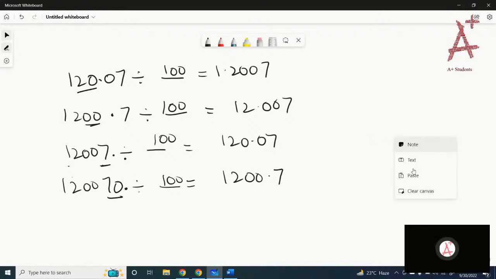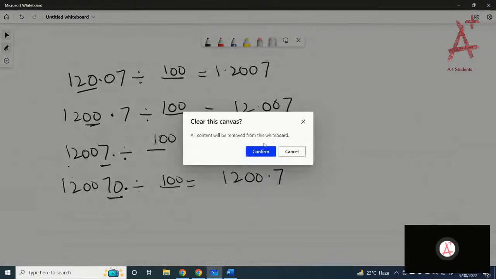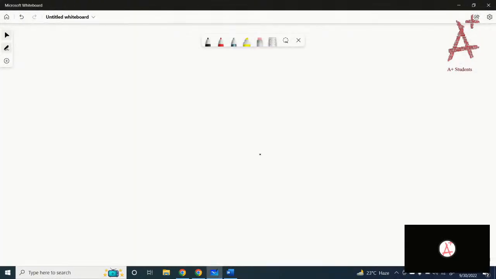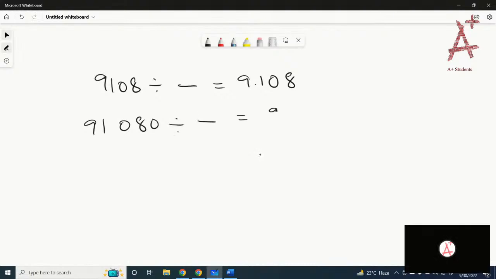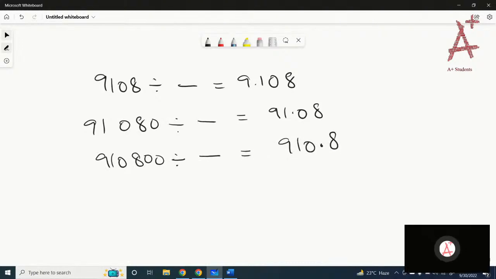Okay, the next example question is 9108 divided by the missing number, 9.108, 91080 divided by the missing number, 91.08, 910800 divided by the missing number and it would be 910.8, 910800 and divided by the missing number 9108.